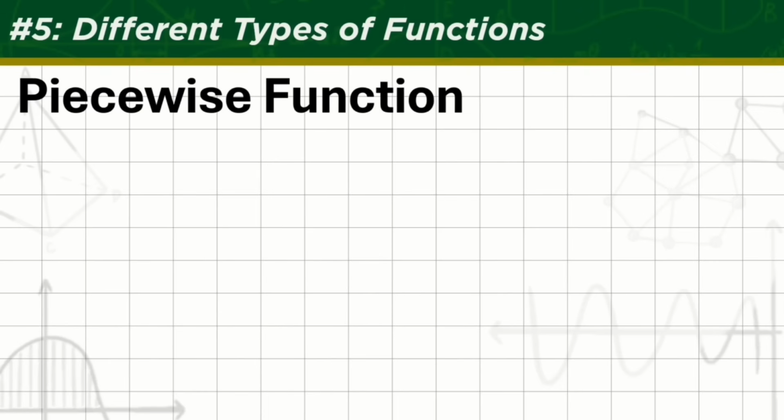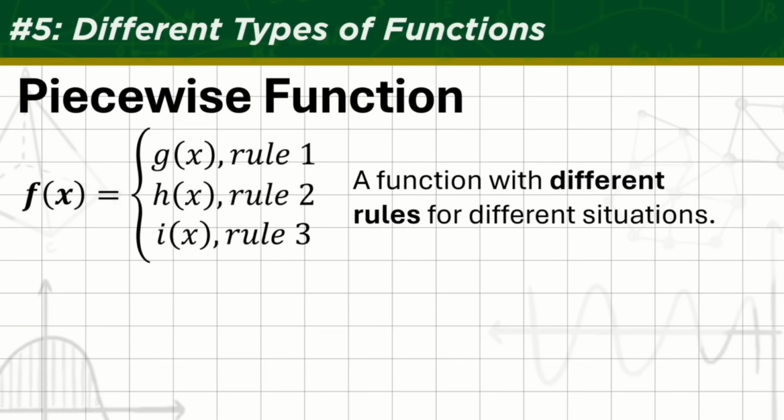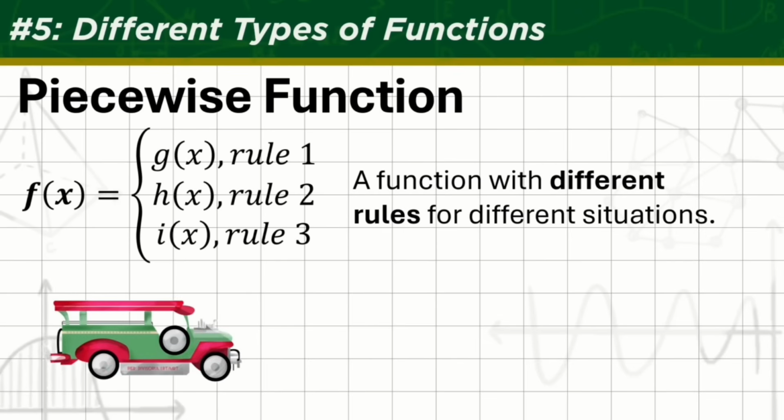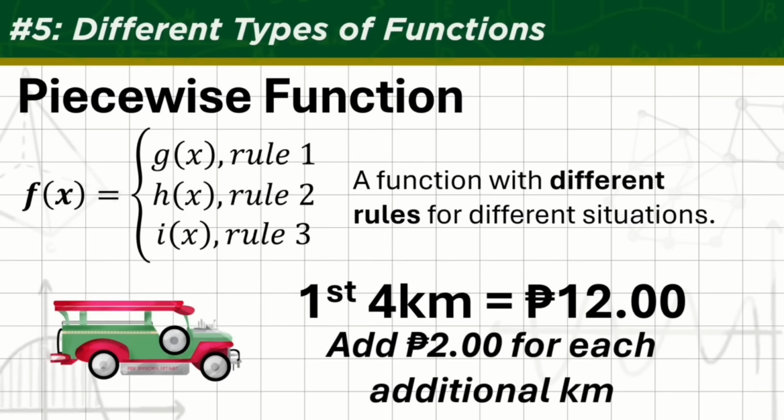Finally, let's talk about piecewise functions. These are the functions that have different rules depending on the situation. A great example, think of a jeepney fare system. Here's how it works. For the first 4 kilometers, you pay a flat rate of 12 pesos. After that, you pay 2 pesos for every additional kilometer. So the cost depends on how far you travel.